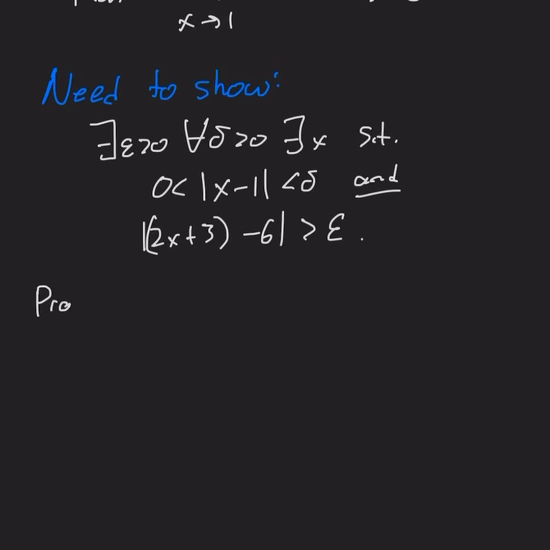Okay, so let's see what epsilon to pick. Let epsilon be 6 minus 5. That's the difference of the two limits, and that's 1, which is greater than 0. And let delta greater than 0 be arbitrary.